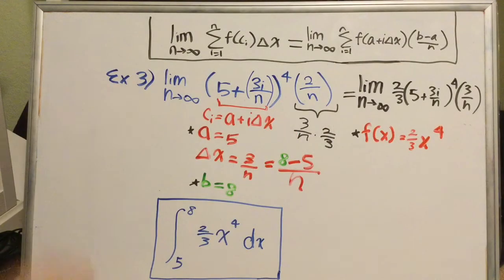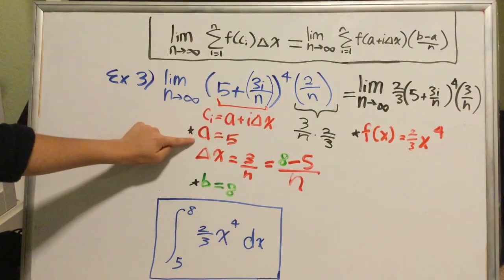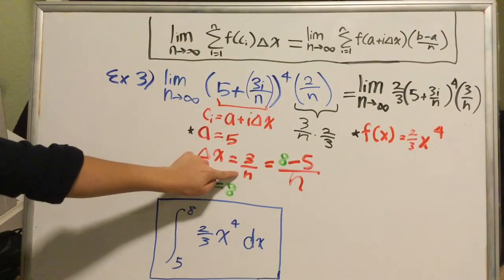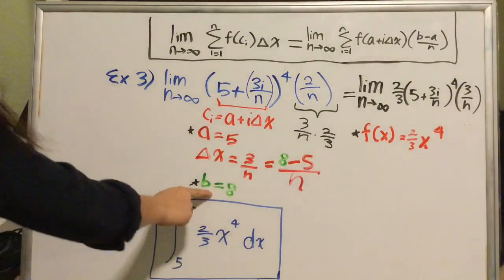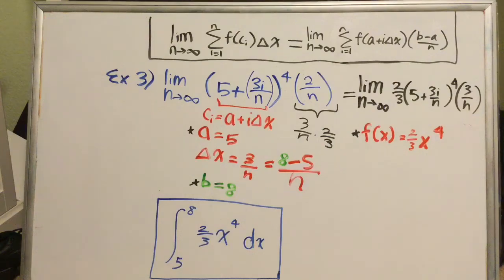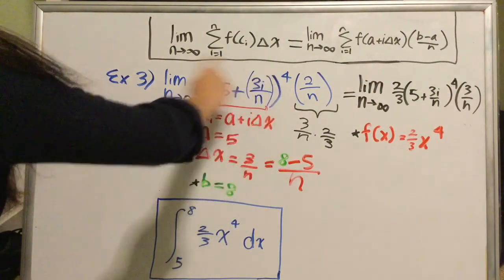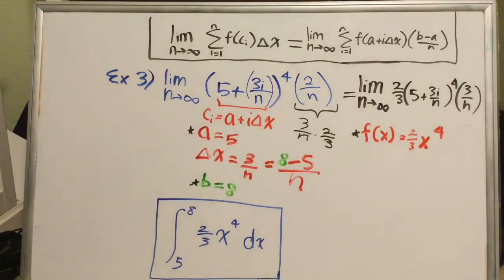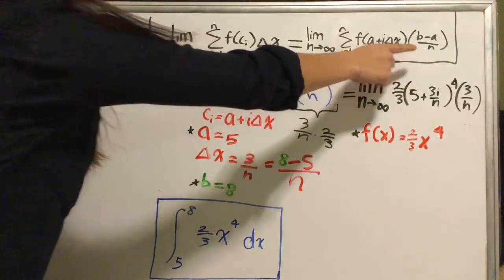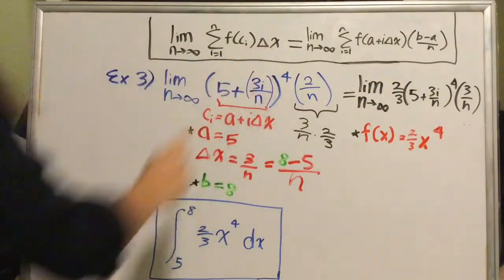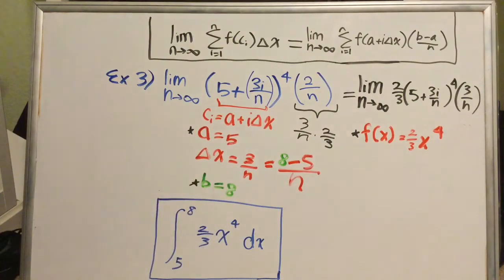In our last example, we have c sub i equal to 5 plus 3i over n, where a equals 5 and delta x equals 3 over n. We plug in 5 for a, giving us b equals 8. This is similar to our first example. However, in this example, we have 2 over n attached to this expression, giving us a problem. Normally, 2 over n would correspond to b minus a over n, which is also equal to delta x. However, in this case, delta x is equal to 3 over n, which is clearly not equal to 2 over n.